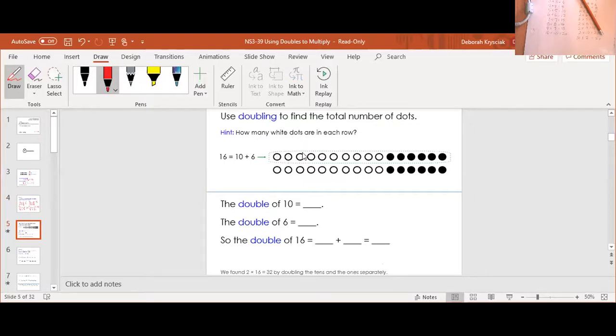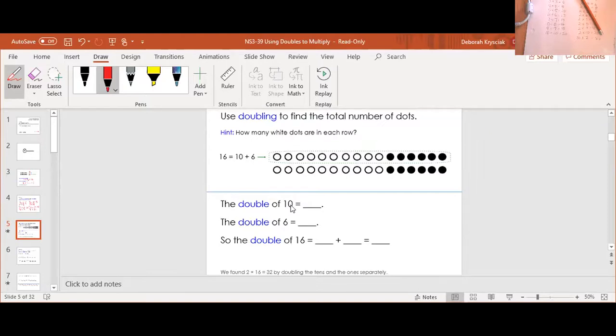1, 2, 3, 4, 5, 6, 7, 8, 9, 10. So they've got the white is 10, and then they've got 1, 2, 3, 4, 5, 6 in black. So that would be 16. There's 10 white ones and 6 black ones. To double it, you're going to just draw the exact same thing again. So we've got 10 white ones and 6 black ones. So that's 16 and 16.